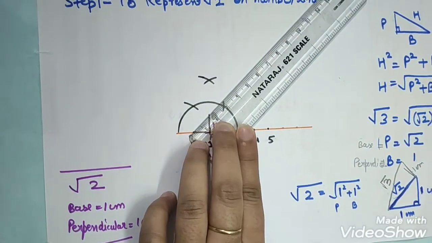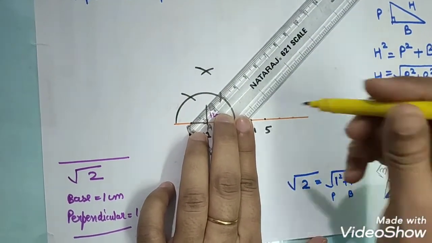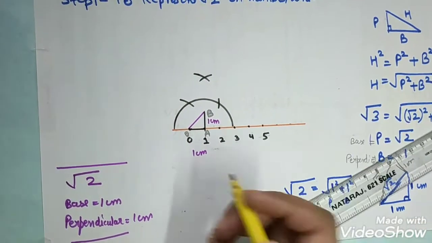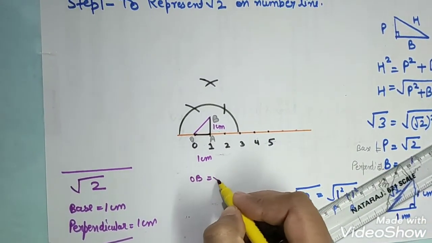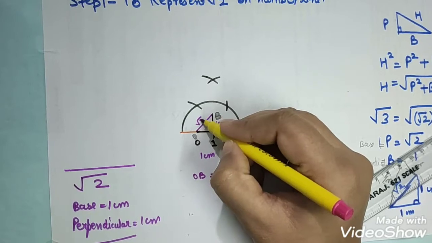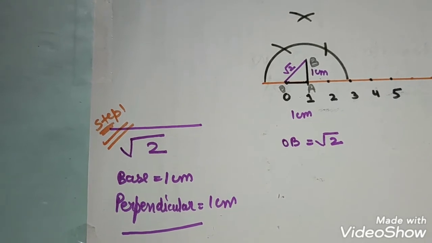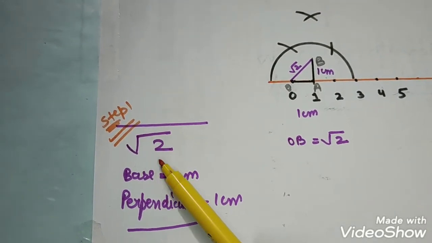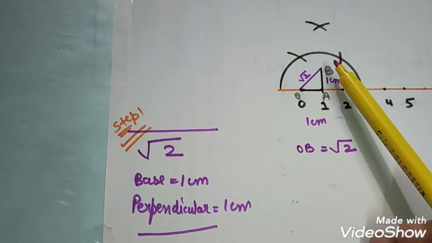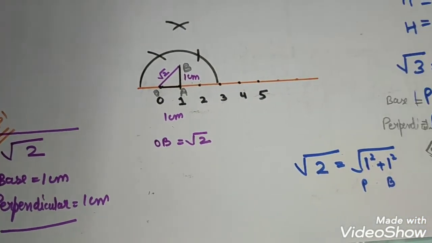Look, I have joined it. OB, and this OB is of distance square root 2. Got it? So now look, we have completed our first step by constructing square root 2. Perpendicular 1 centimeter, base 1 centimeter, joining this and this.